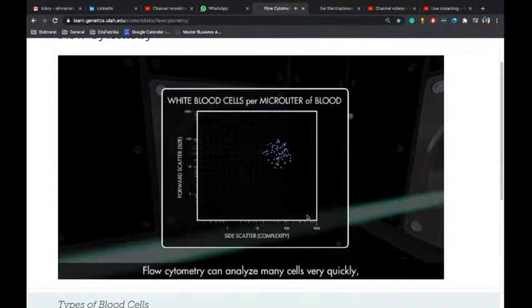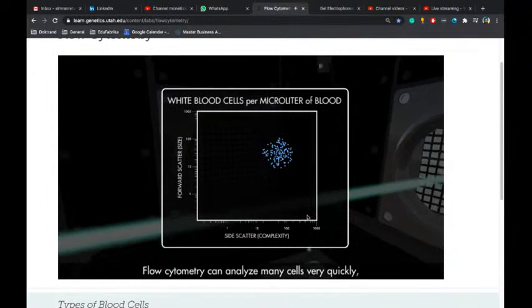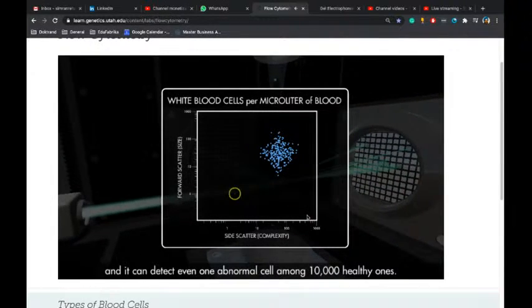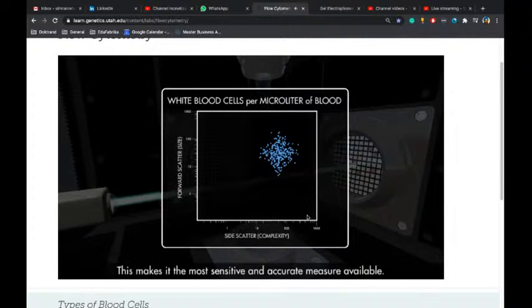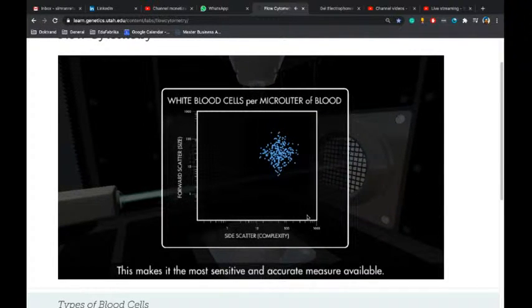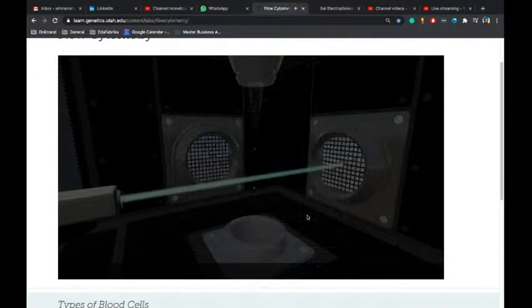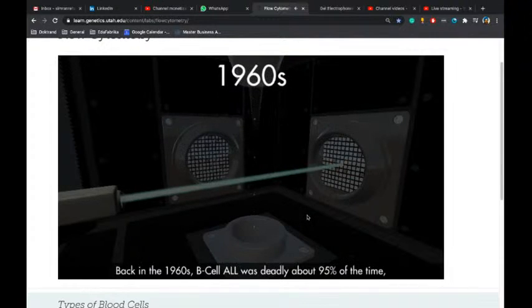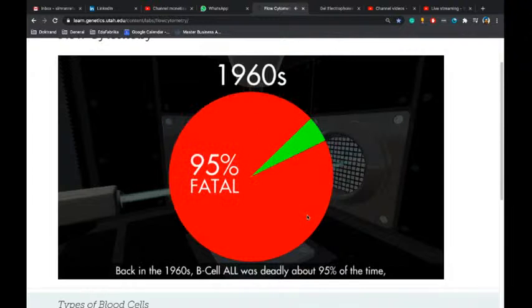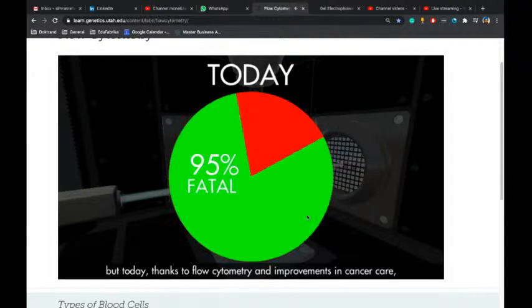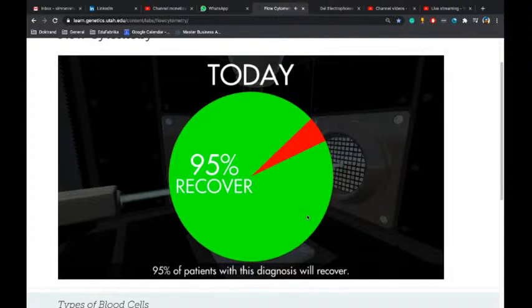Flow cytometry can analyze many cells very quickly, and it can detect even one abnormal cell among 10,000 healthy ones. This makes it the most sensitive and accurate measure available. It looks like treatment for our patient is going well. Back in the 1960s, B-cell ALL was deadly about 95% of the time. But today, thanks to flow cytometry and improvements in cancer care, 95% of patients with this diagnosis will recover.